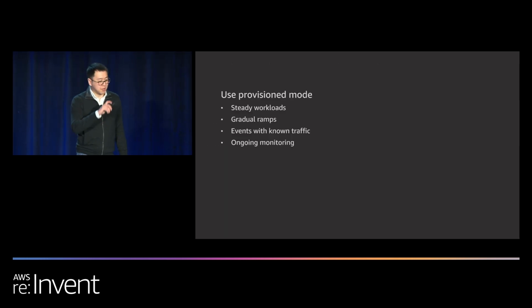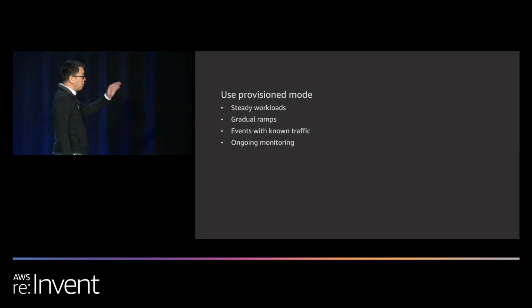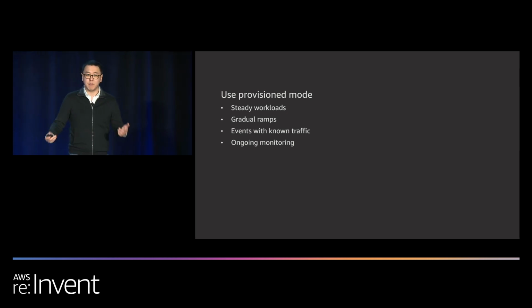So to summarize, provision mode is best for steady workloads or for gradual ramps that auto-scaling can easily accommodate. If you have events with known traffic, you can even manually provision ahead of time. And provision mode is good when you're willing to invest time in ongoing monitoring to ensure that you're getting the most efficiency, the most bang for your buck on DynamoDB.